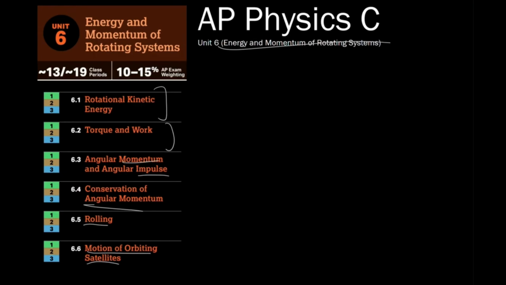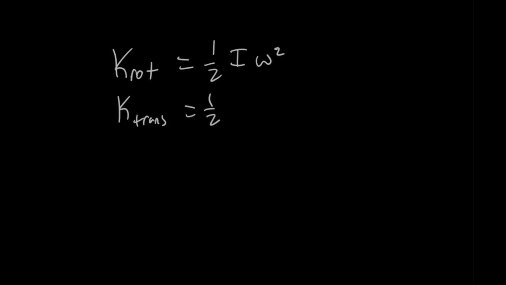Let's get started with rotational energy. You may notice that on your reference sheet you have an equation for K rotational, that is equal to 1/2 I omega squared. And you may also remember from previous units that we have K trans, which is equal to 1/2 mv squared. So what is the difference between these two? Is there a difference? The answer is yes, there is.